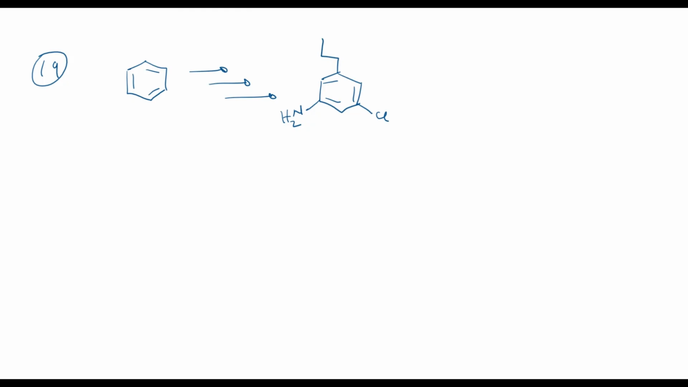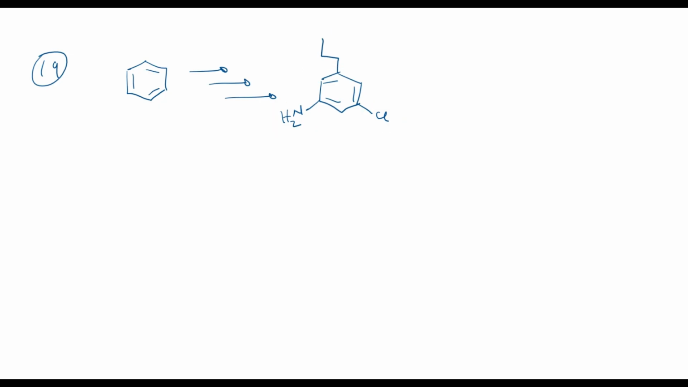This question asks us to propose a reasonable synthesis to show how we can transform the starting material, benzene, into this product. Now, the difference between the starting material and the product are these groups that are installed on the benzene ring. And all of these 3 groups can be installed using EAS, Electrophilic Aromatic Substitution Reaction. Now, the order in which we install these substituents is extremely important.